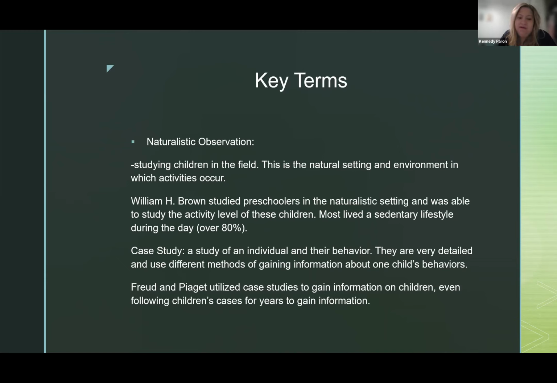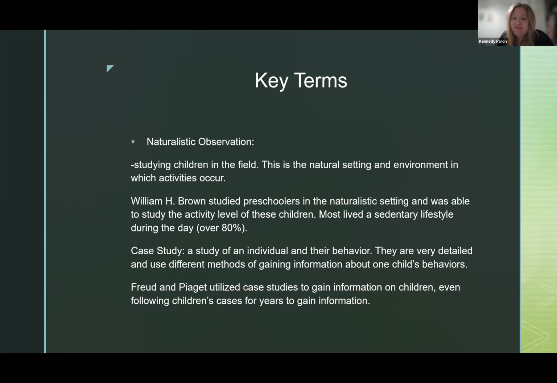So we are going to talk about William H. Brown. He studied preschoolers in the naturalistic setting and made this a part of the field. He studied the levels of activity in which these children partook. Most lived a very sedentary lifestyle during the day, over 80% of the time.